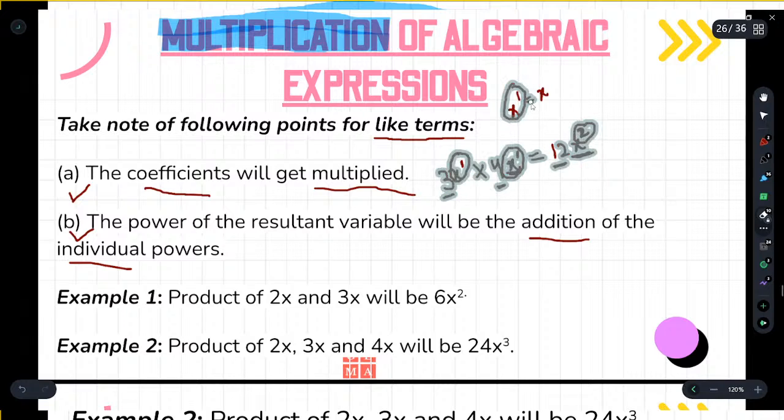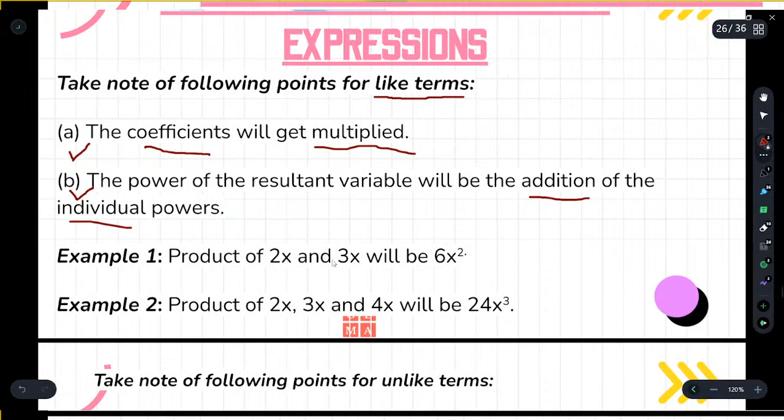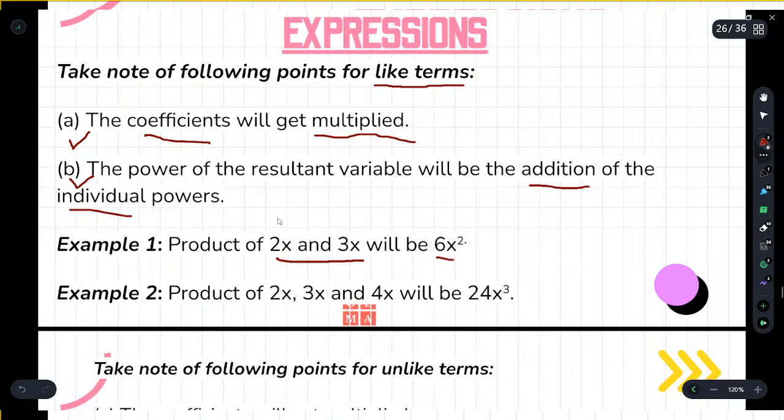Let's just move on with it and see some more examples. Product of 2x and 3x will be 6x square. How come? We first of all multiply the coefficients, which will give us 6. And then we will have to add their individual powers. x to the power 1, x to the power 1, gives x to the power 2, which is the addition of the individual powers. That's how we get the answer 6x square.